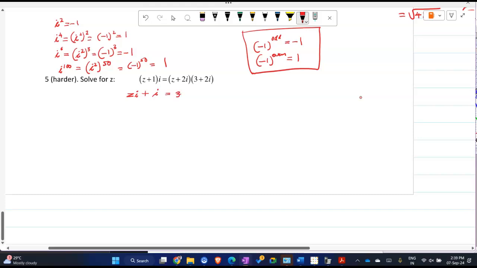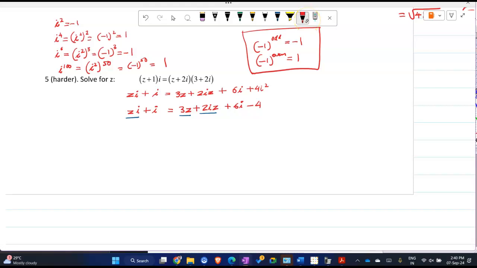3z plus 2iz plus 6i plus 4i squared. 4i squared will become minus 4. First, let's combine the terms wherever possible. Now get all the terms with z on one side, and all the other terms on the other side.